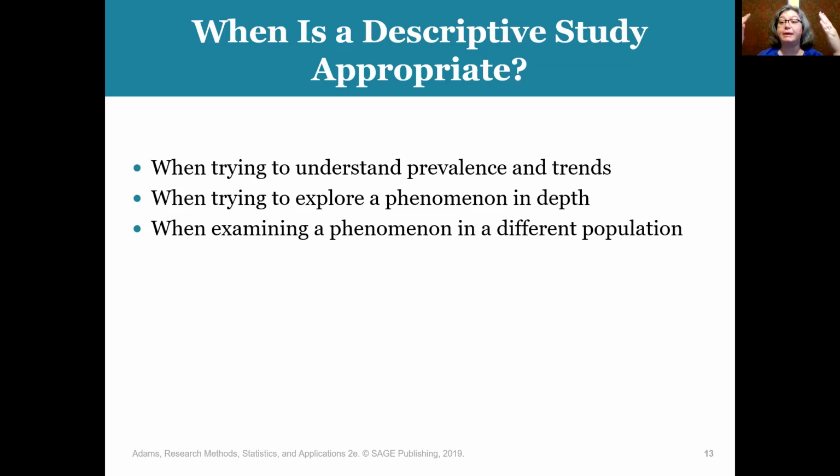So thinking about those different types of studies, we have to decide, when is a descriptive study our best bet? If we're trying to understand things like prevalence and trends, we definitely want to use a descriptive study. Descriptive studies are used quite a bit in political science. They're also used in historical research. We can also use them when we're trying to explore a particular phenomenon very deeply, and a descriptive study gives us a lot of information about that particular construct.